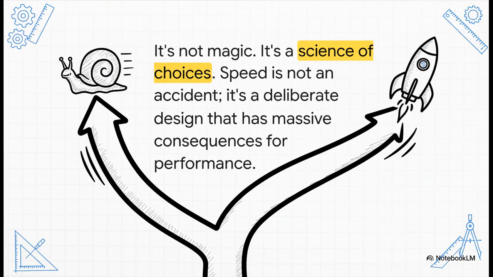Well, here's the thing. The answer isn't some kind of digital magic. It's engineering. It all comes down to choices. Every single time a developer builds something, they have to decide how to organize the data behind the scenes. And those choices have massive consequences for performance. Speed is not an accident. It is absolutely by design.